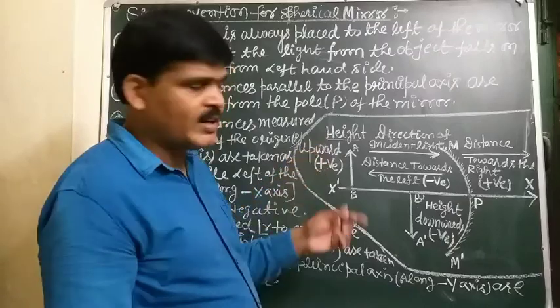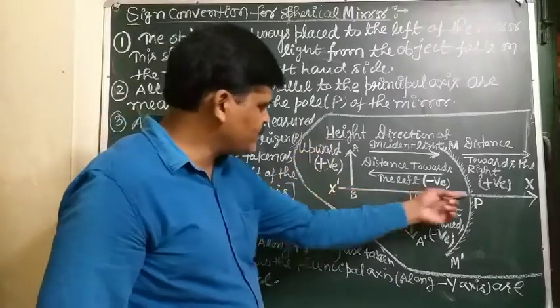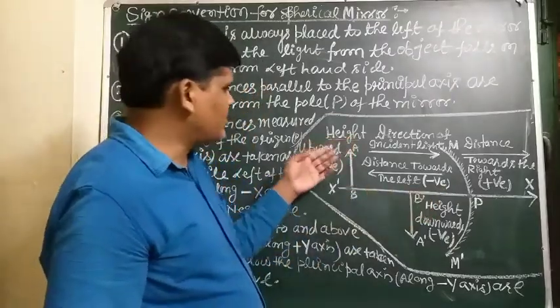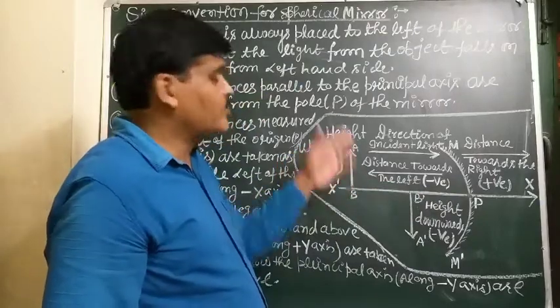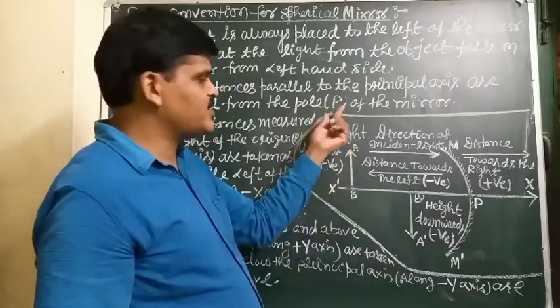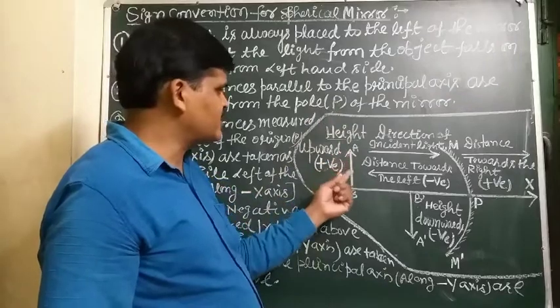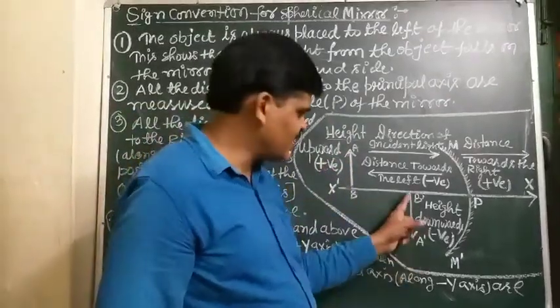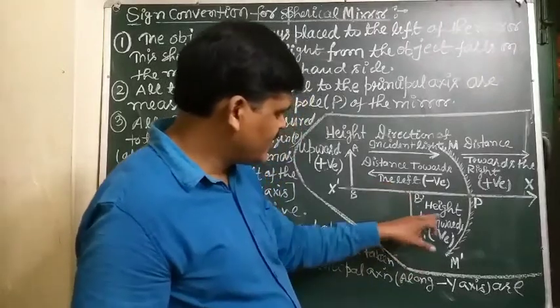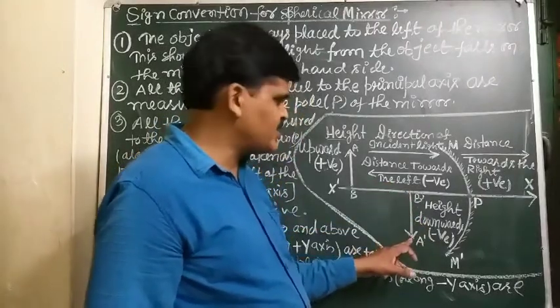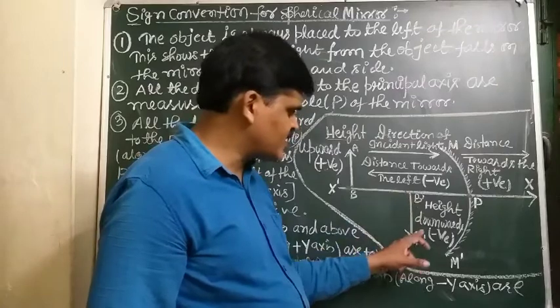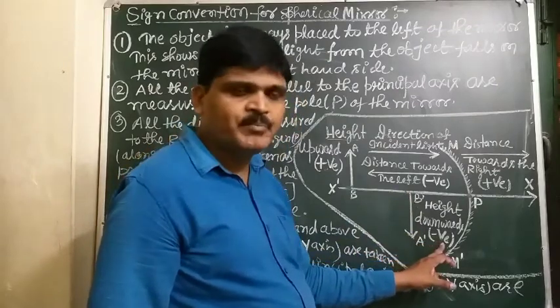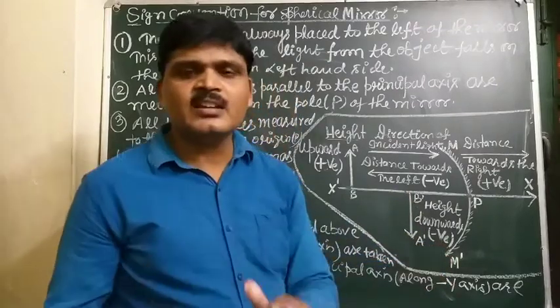Height upward means, if this is the principal axis, the height of the object or image which is above the principal axis or along positive y-axis is taken to be positive. And see the diagram, height below the principal axis or towards negative y-axis is taken to be negative. So this is the sign convention rule.